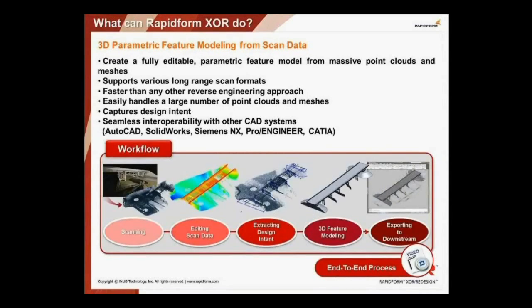Okay, so 3D parametric feature modeling from scan data. What can Rapidform do? Here is a basic workflow. We can create a fully editable parametric feature model from massive point clouds and meshes. That means if you have a long-range scanner format, any format, you can import it in Rapidform XOR and start reconstructing from that scan data faster than any other reverse engineering approach. We can easily handle a large number of point clouds, with a sophisticated algorithm which dynamically manages the computer memory.